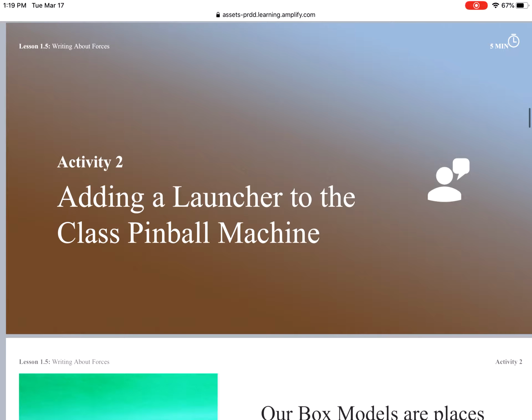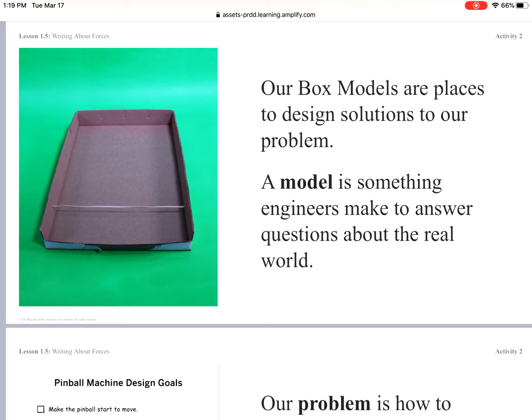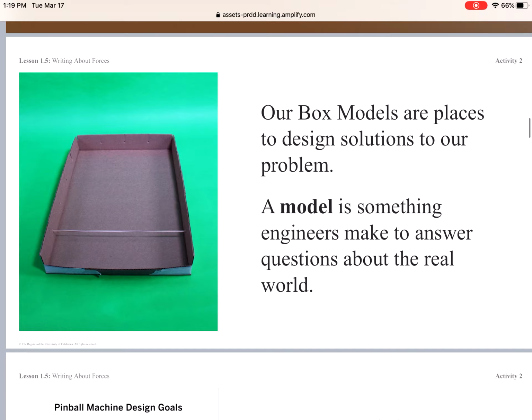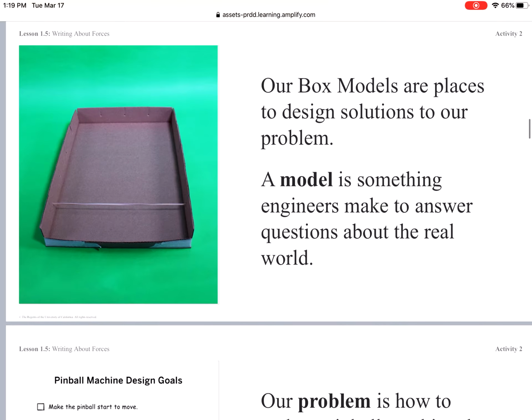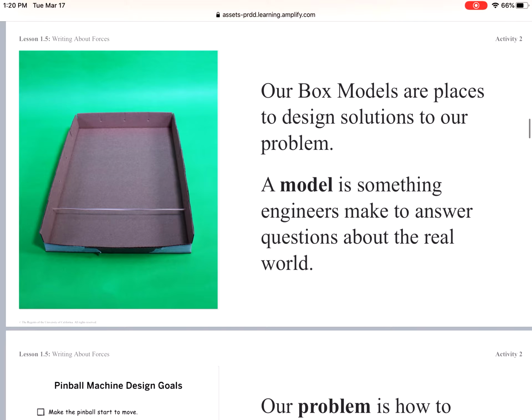Activity 2, adding a launcher to the class pinball machine. So if you're making the pinball machine, this is a box that you would need. Our box models are placed to design a solution to our problem. A model is something engineers make to answer questions about the real world. So they put the rubber band right there, as you can see in the picture. And I'm guessing, if you think, that rubber band is what's going to exert force to the ball. Because remember, we have to make the pinball move, okay?